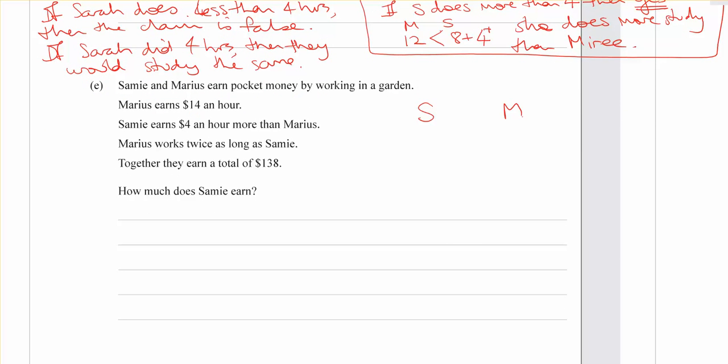Once again, S and M. Marius earns $14 an hour. Sammy earns $4 an hour more than that, so $18 an hour. Marius works twice as long as Sammy, so if Sammy works x hours, Marius will work 2x hours, twice as long. Together they earn a total of $138. So to get that, x hours at $18 plus 2x hours at $14 comes to a total of $138.